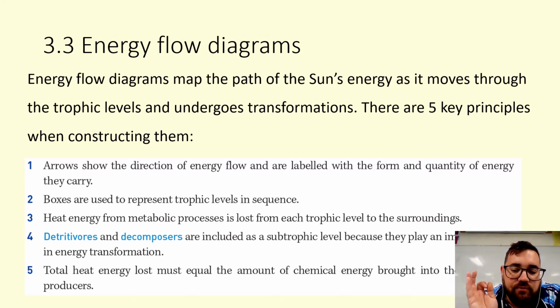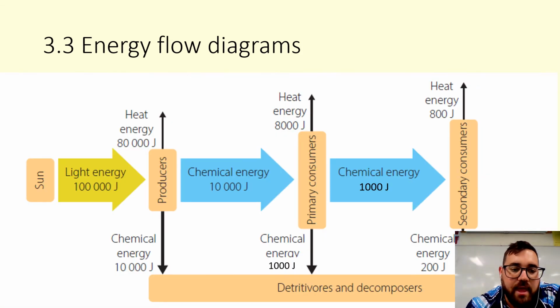So what that means is, if you're looking at an energy flow diagram, then the amount of energy going in at the very beginning, 100,000 joules, must equal all of this added up at the end. Okay, so it's going to equal that 80 plus 10 plus 8 plus 1 plus 800 plus 200. All of that should equal the 100,000 joules, because energy can't be created or destroyed. So energy in should equal energy out at the end of it.